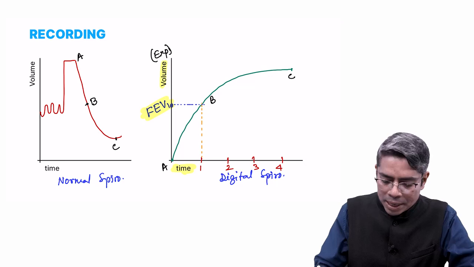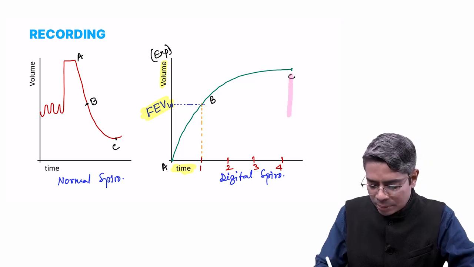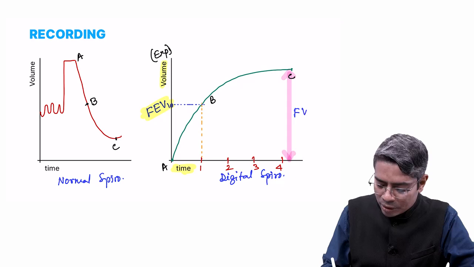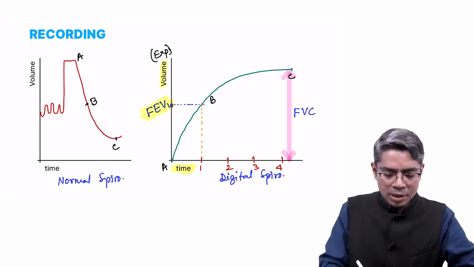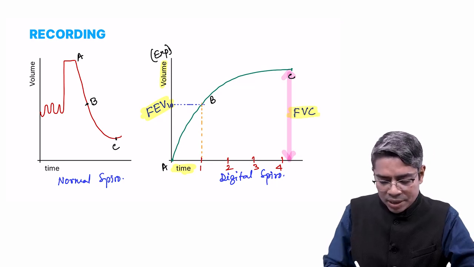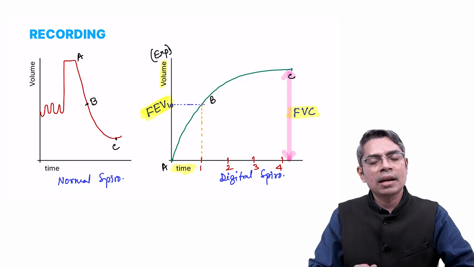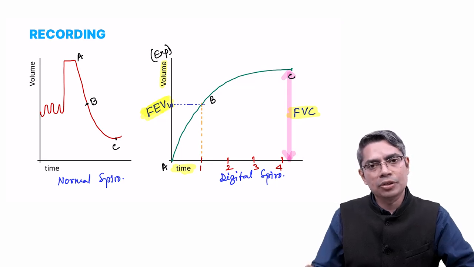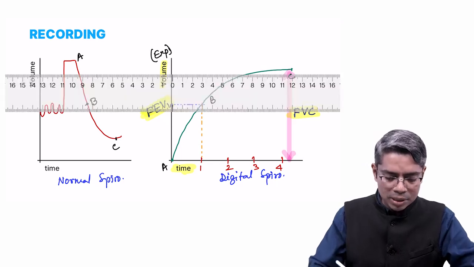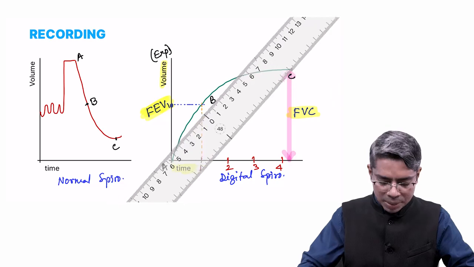And if you measure the total volume from the beginning point up to the end point, what will be the name of this volume? This is nothing but your FVC, forced vital capacity. So from the digital spirometer recording, easily you can calculate FVC, easily you can calculate FEV1, and then you calculate the Tiffeneau ratio.